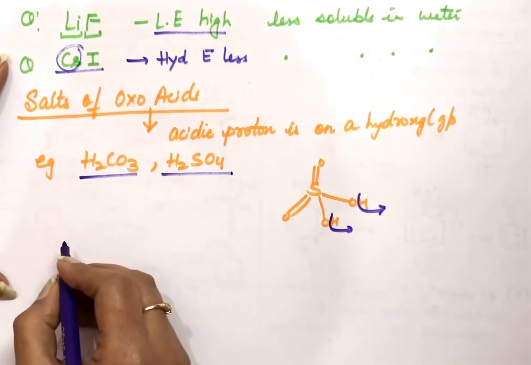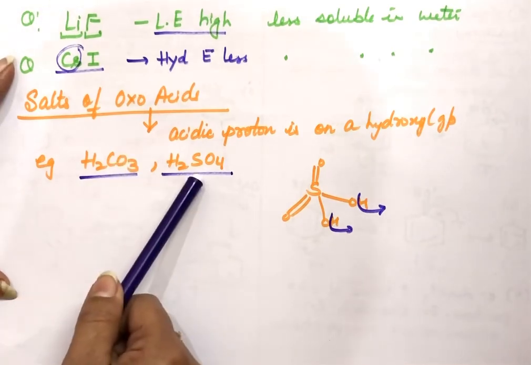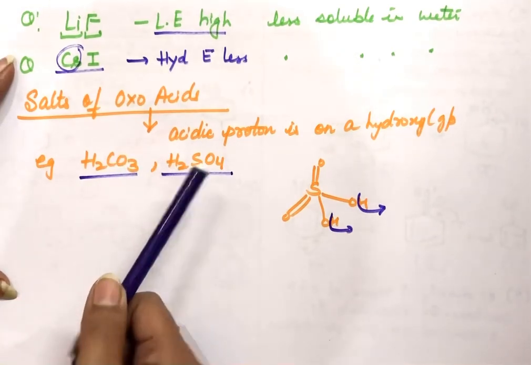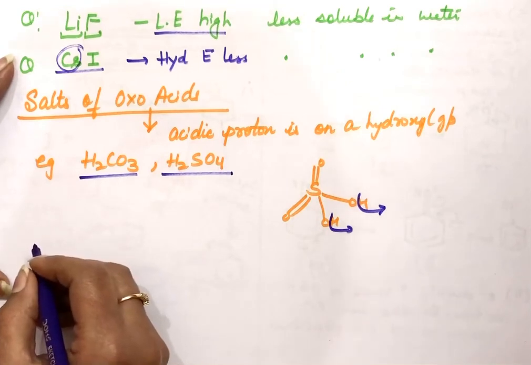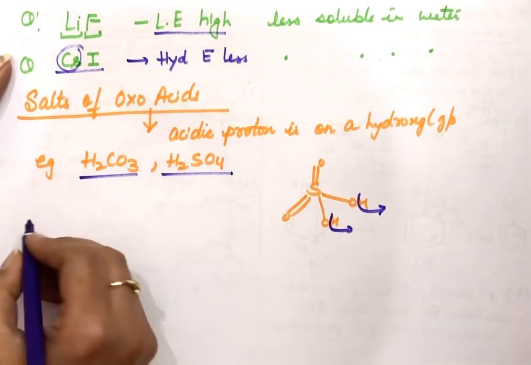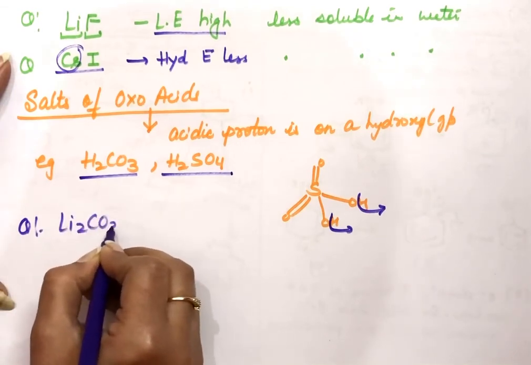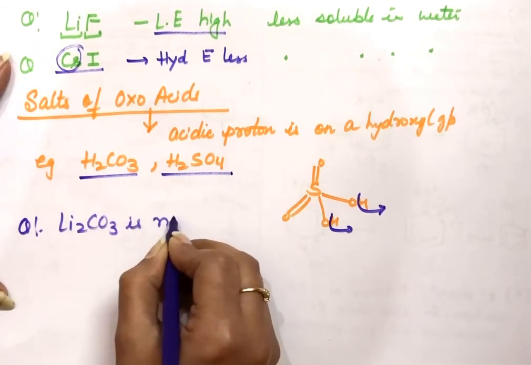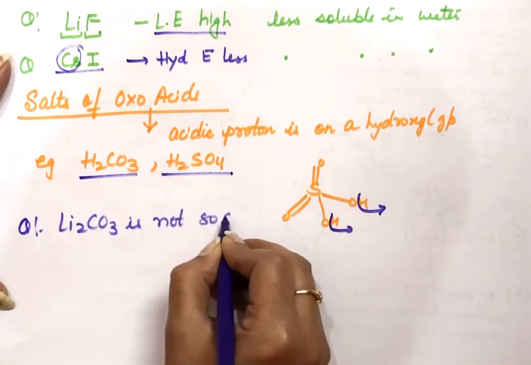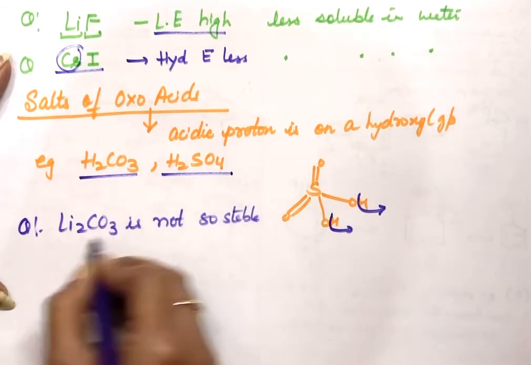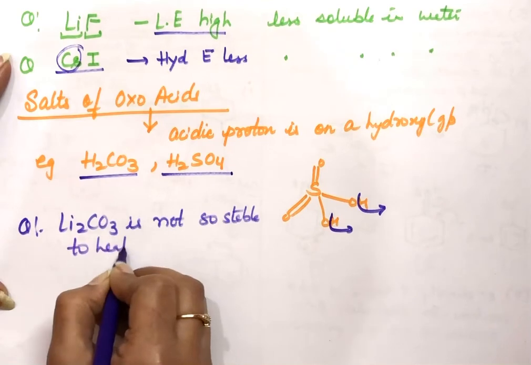Now alkali metals form salts with these acids. That means they form carbonates and sulfates, and these are soluble in water and thermally stable also. Now one question: lithium carbonate. I said they are thermally stable, but lithium carbonate is not so stable to heat.